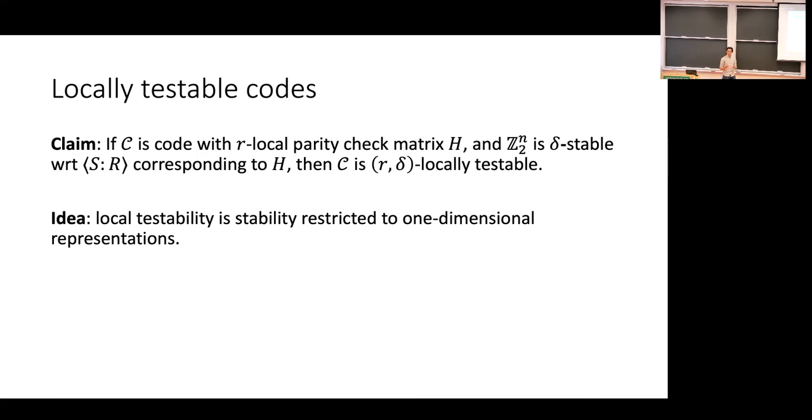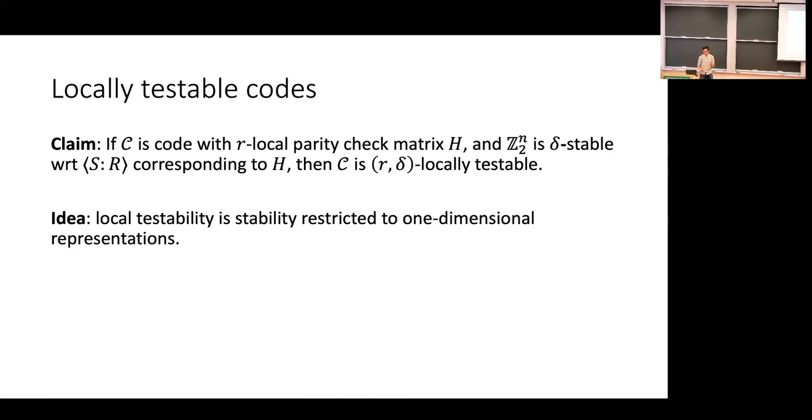Okay, so the connection with stability is not just an analogy, it really is a formal thing. This notion of group stability is actually a strictly stronger notion than local testability. So let's say you have a code with some parity check matrix and you construct this presentation according to the recipe I described. If your group is stable with respect to that presentation, then it in fact implies the local testability of the code you started with.